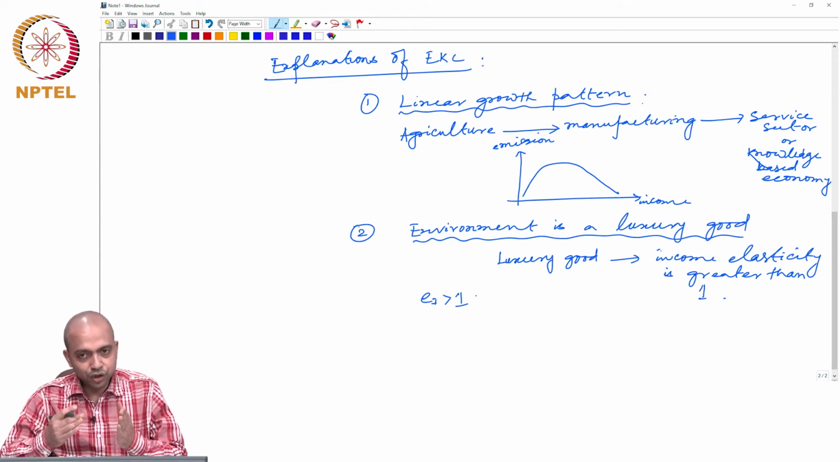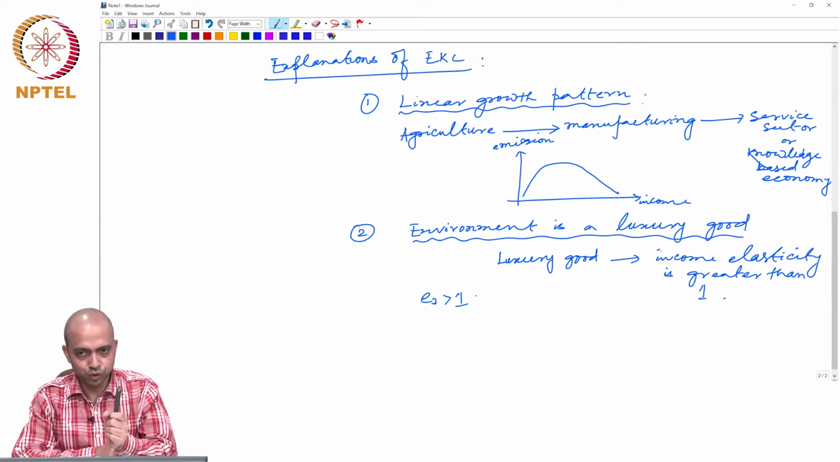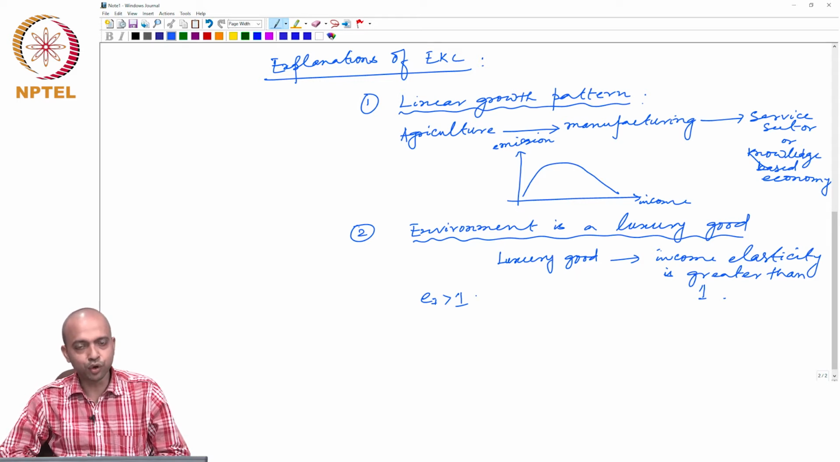Because when the economy is at the initial stages of growth, when the income per capita is low, people cannot afford to bother so much about the environment. They cannot afford to buy environment friendly goods and services. Firms cannot adopt clean technologies, and government cannot adopt better environmental regulation at the initial stages of growth.